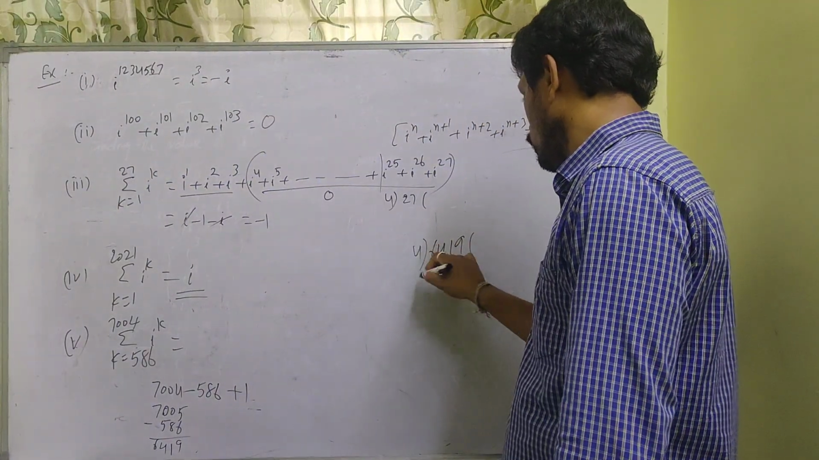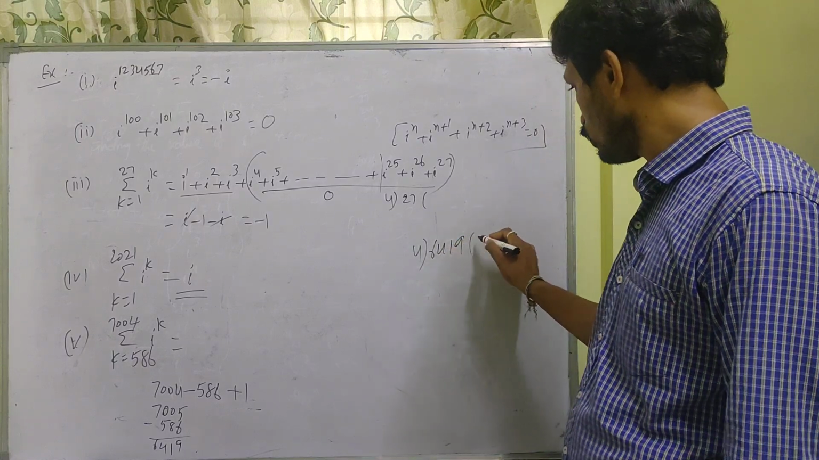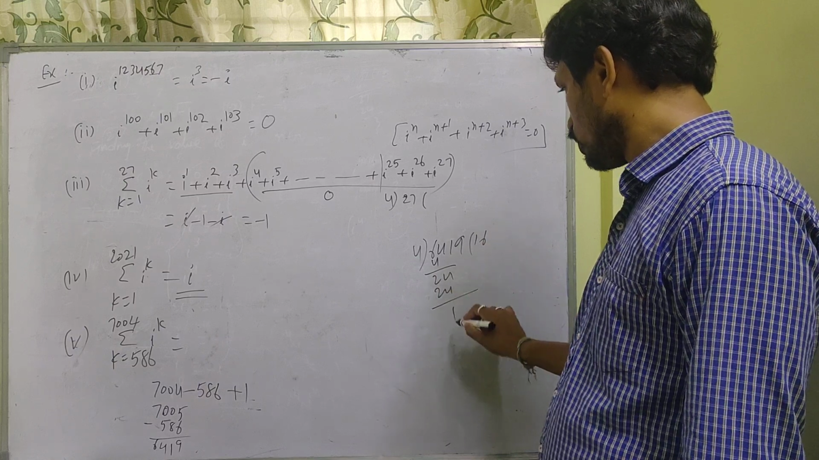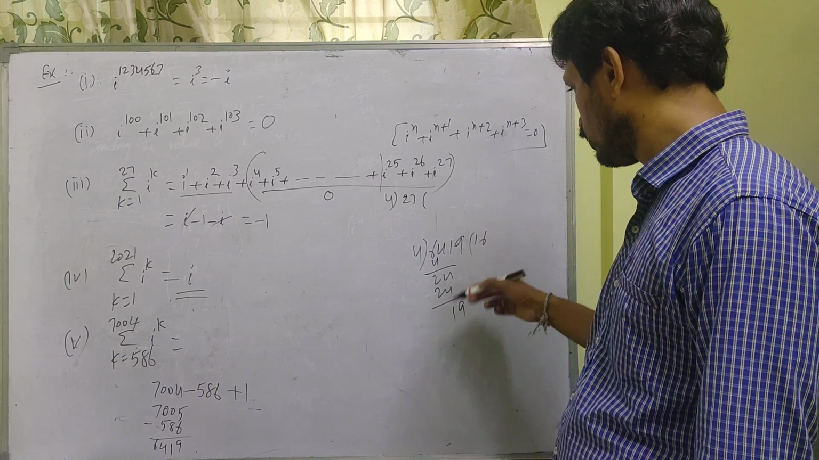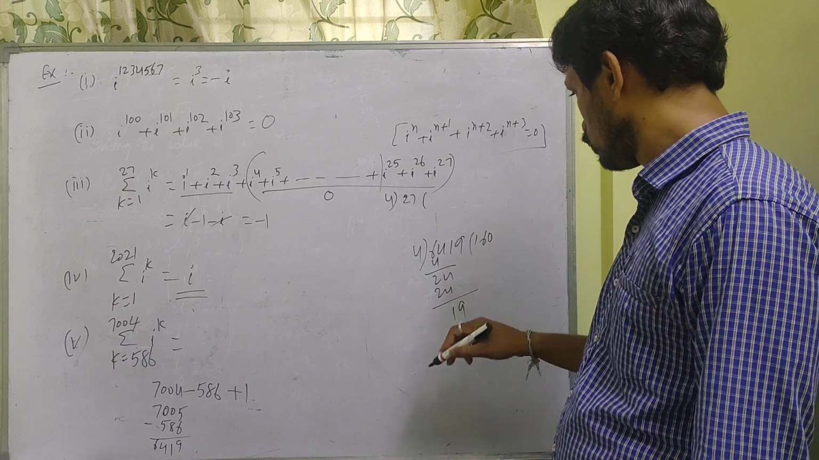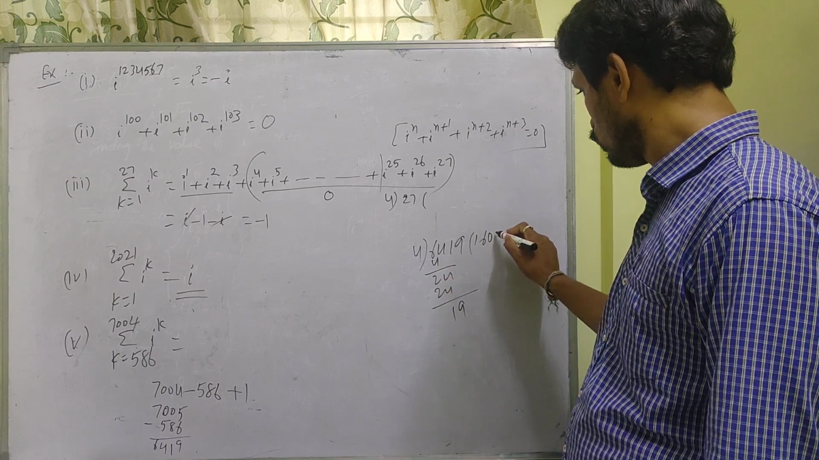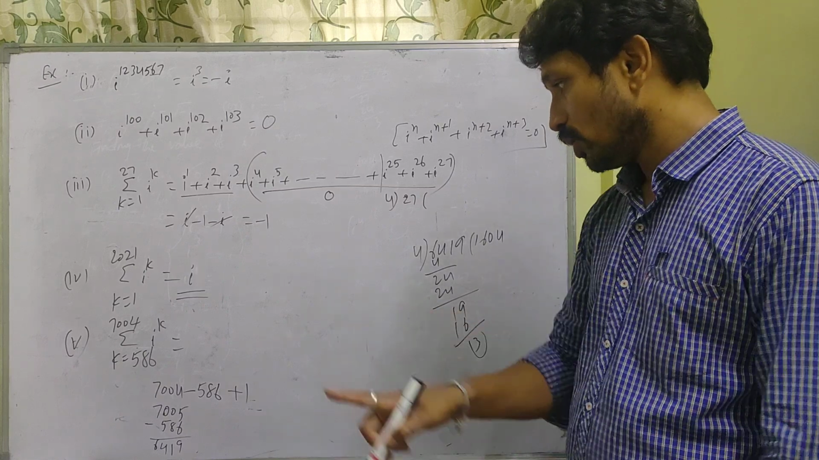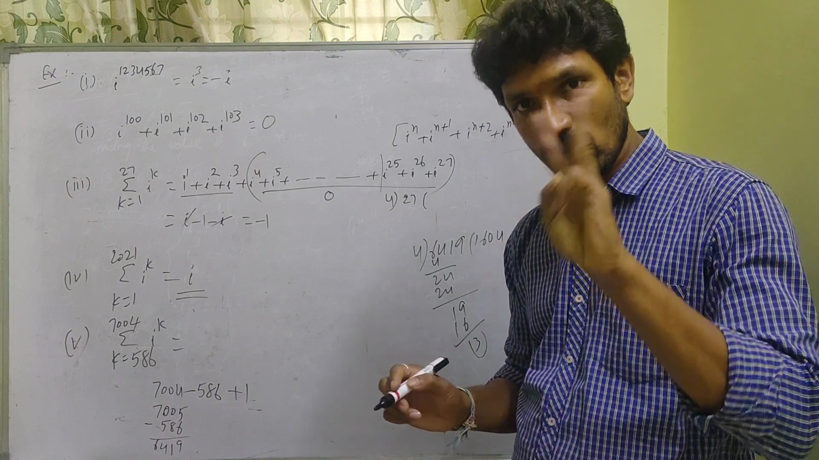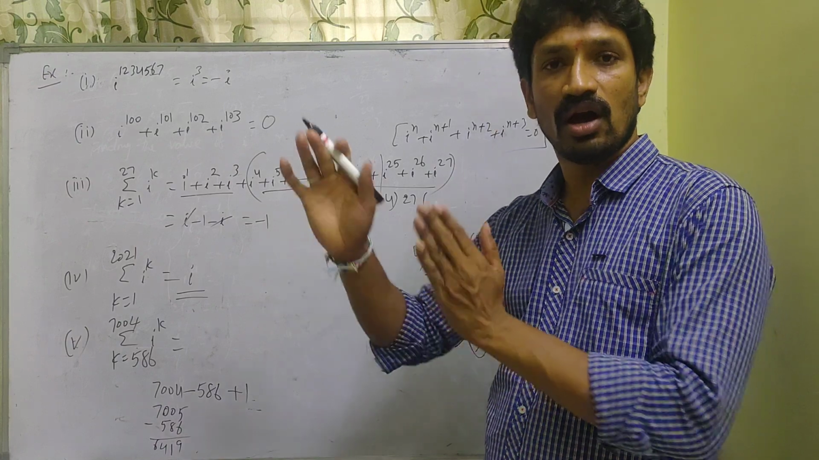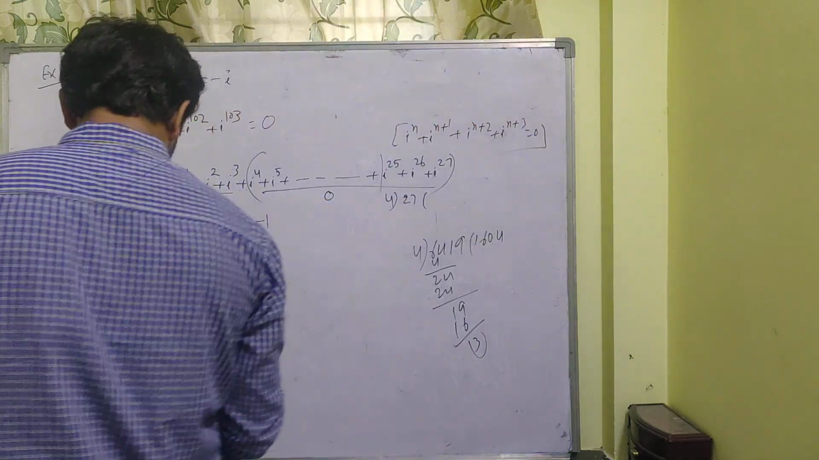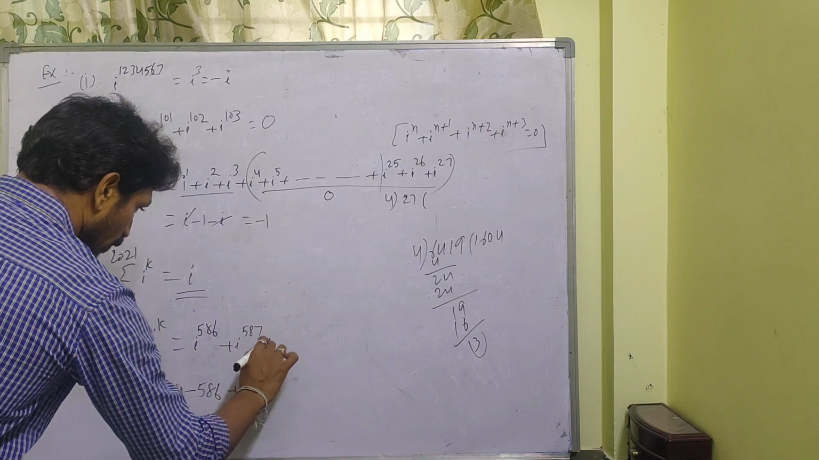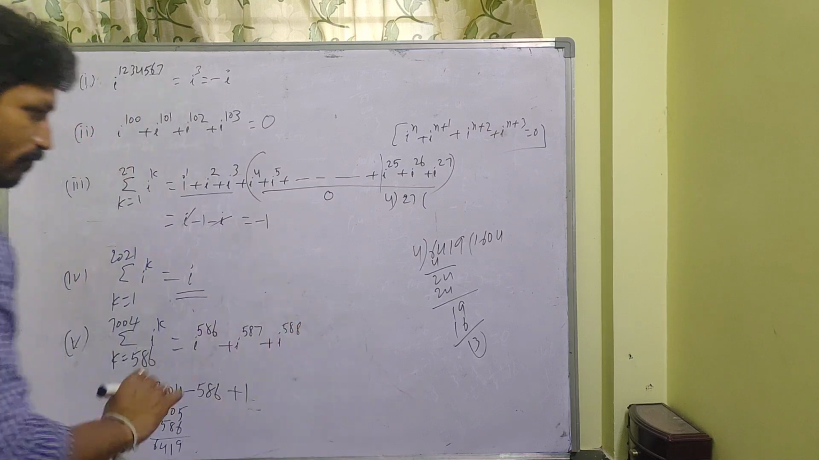Divide 6419 by 4. One no, so drop 19. 4 4s are 16, so the remainder is 3. So how many terms are left over? Only 3 terms, from either the starting or the ending. Take from the starting. That is nothing but i power 586 plus i power 587 plus i power 588.